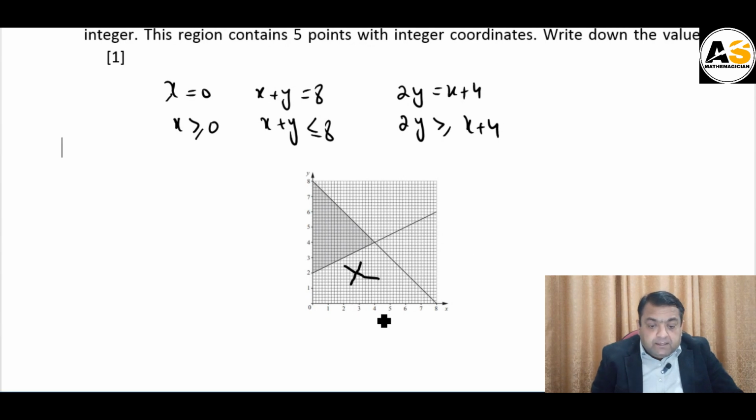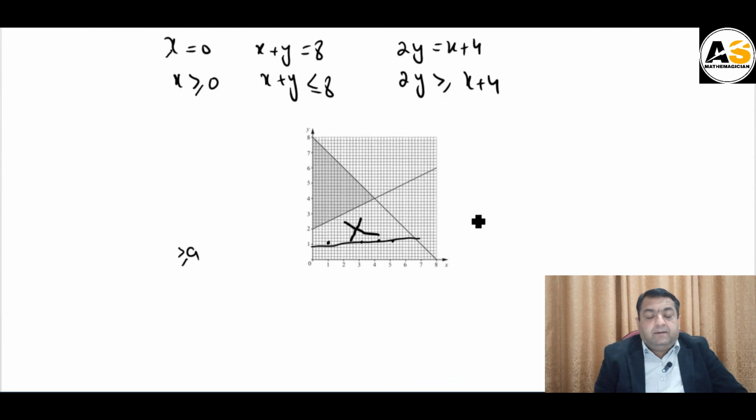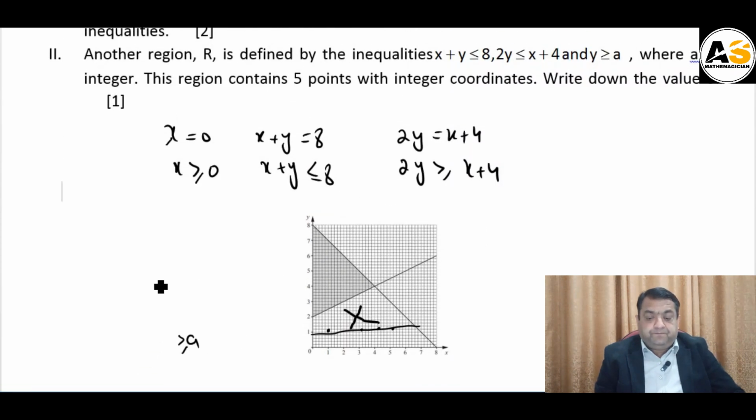You see, there are integer coordinates. This is (1, 1), (2, 1), (3, 1), (4, 1), (5, 1), (6, 1), and so on. So, y should be above a. This will be our third inequality, where a is 1.